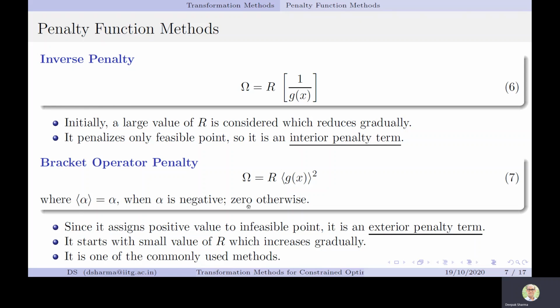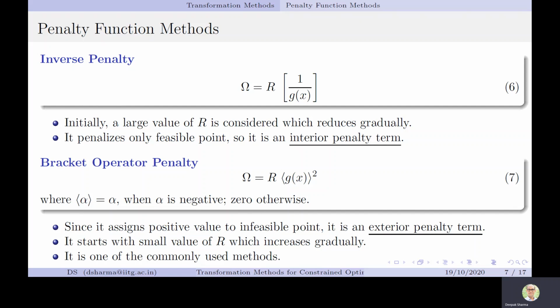Now, as we know, in our problem formulation, we have used the form of inequality constraint as g of x should be greater than or equal to 0. If it is going to be greater than 0, this means alpha is going to be 0. If g of x is smaller than 0, means the constraint is violated, then this bracket operator says that you take exactly the same value.